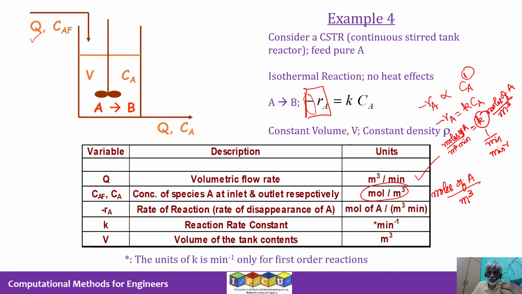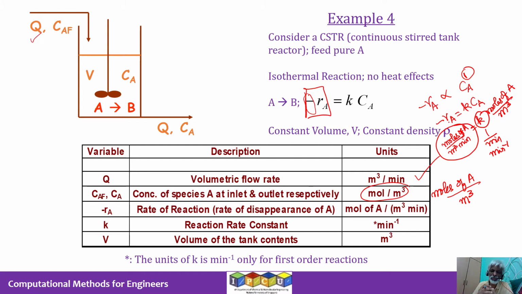If it's a second order reaction, still minus RA will have the units of moles of A per meter cube per minute. And now if the right hand side has got K CA squared, because it is a second order reaction, CA squared will have the units of moles of A by meter cube whole squared, and therefore the units of K will have to be adjusted accordingly to make sure that the units of the right hand side and the left hand side are the same.